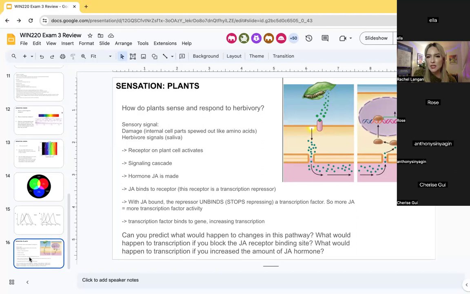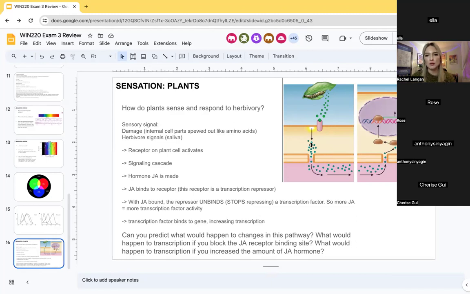So something is damaging the plant cells. That's going to activate receptors on the plant. So sometimes it's like saliva from the caterpillar. Sometimes when the plant breaks, the plant cells will spew their guts and amino acids come out, and that's what binds the receptor. It doesn't really matter. Something about the damage is going to release some signal that binds to a receptor. That's going to cause a signal cascade that will release jasmonate, or JA, a hormone.